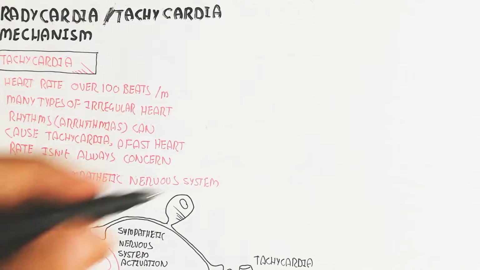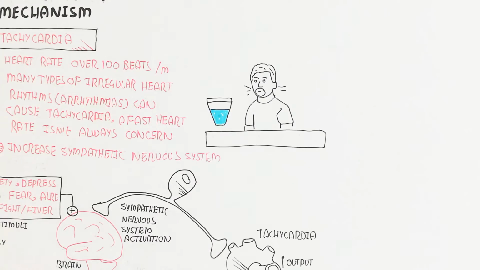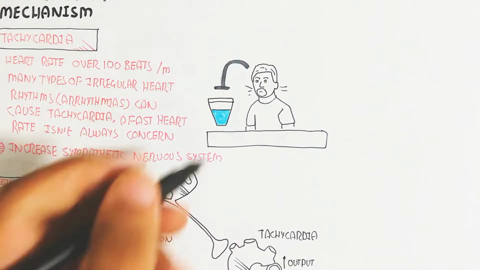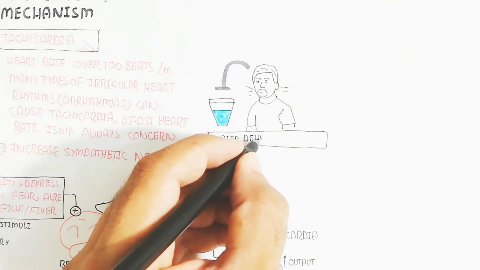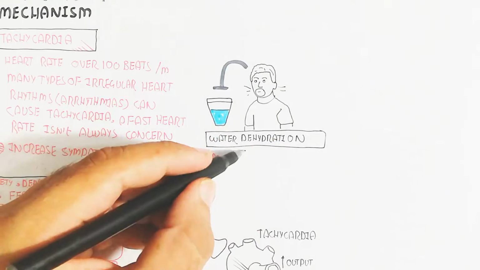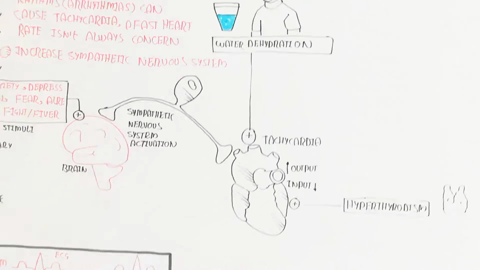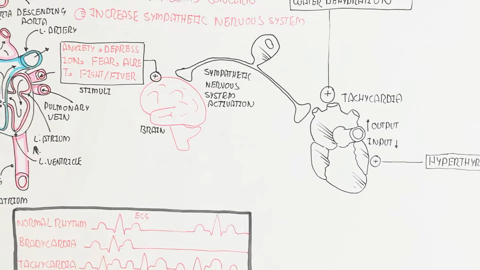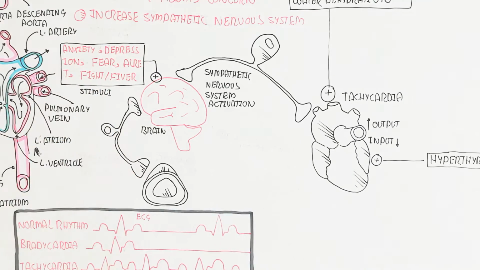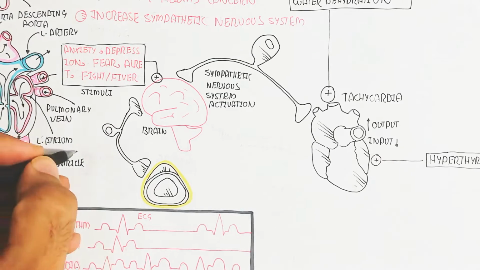And hyperthyroidism is a problem which also leads to tachycardia. And water dehydration will decrease the amount of blood circulating through your body. Your heart will try to compensate by beating fast, and the output increases.